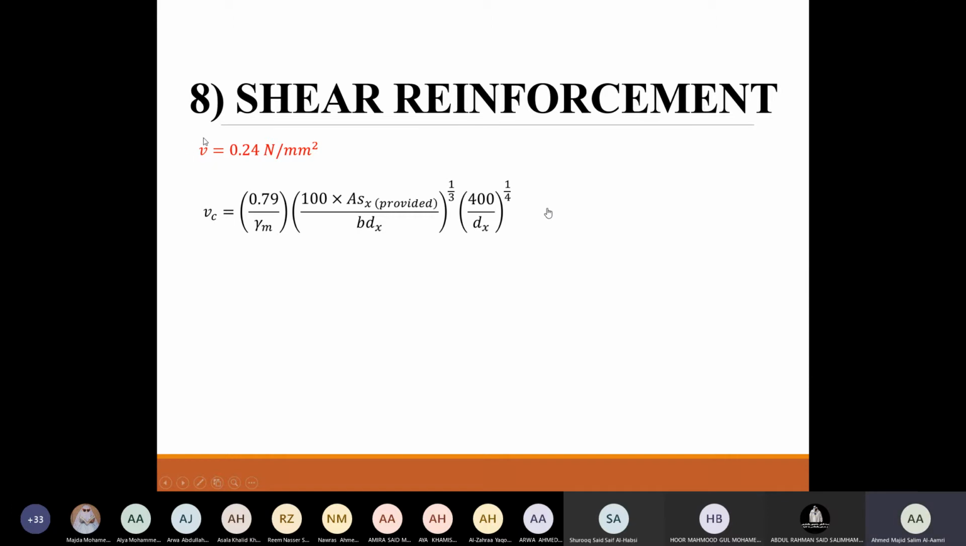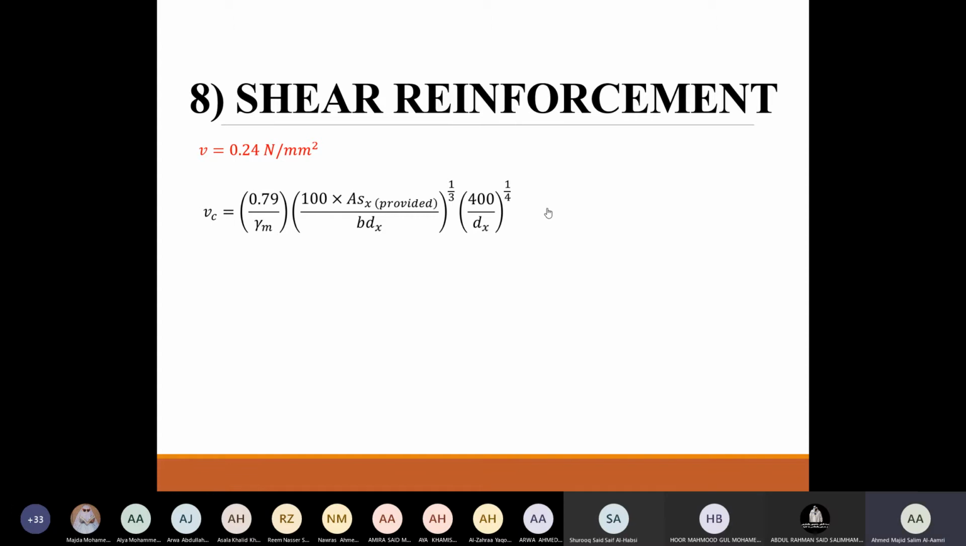This small v is for X, so this Vs should be calculated for X as well. As provided, BDX, and then DX once again. This V small is for X, so we need to compare it with X. We cannot compare X with Y. That's why in VC now we are choosing everything to be in X, and normally the higher value is going to be in X only, as I told you previously.